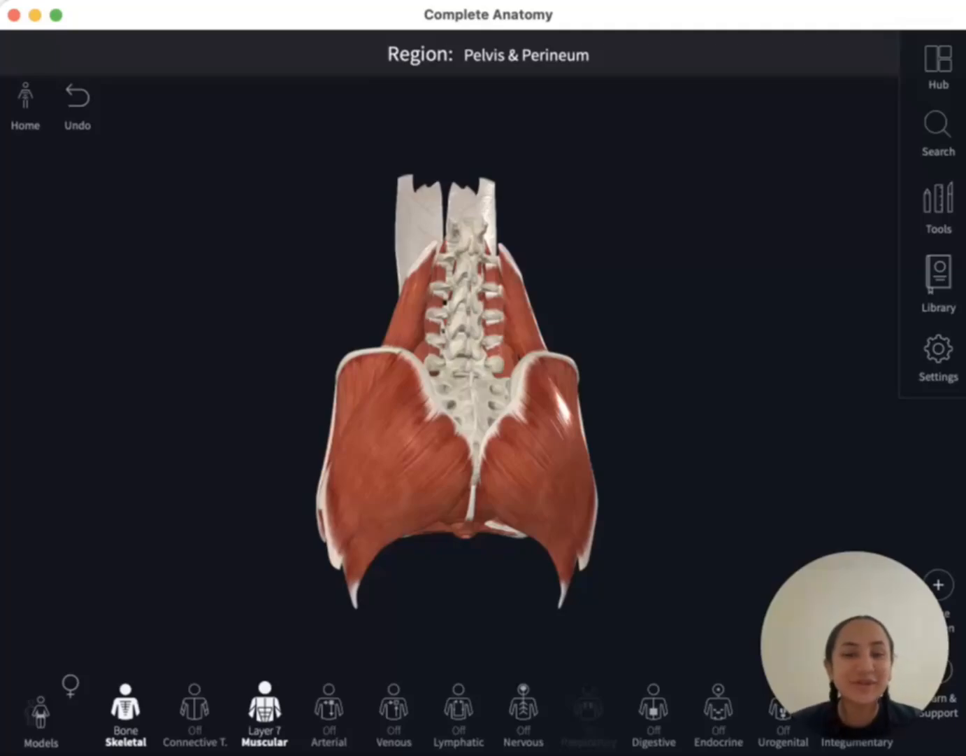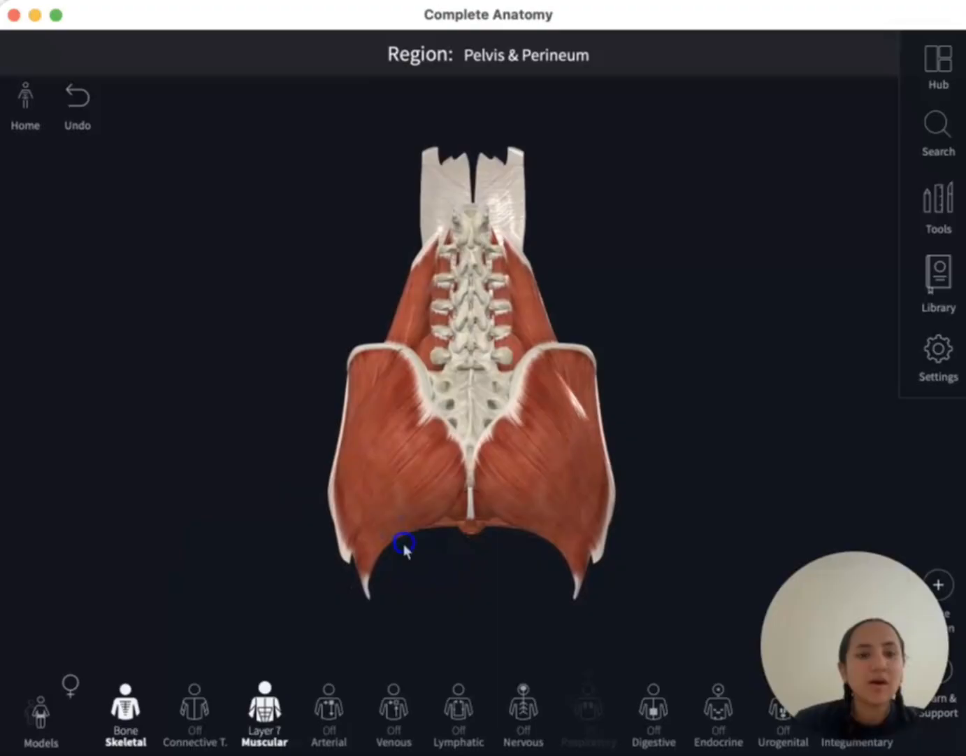Alright, so in this video we are going to be talking about the muscles in the gluteal region, the muscle fibers, and then actions that go along with this. So I already have it brought up. I'm going to go layer by layer for each muscle that we're going to go over. So I already have it brought up to the 7th layer, and we'll start with the first one.